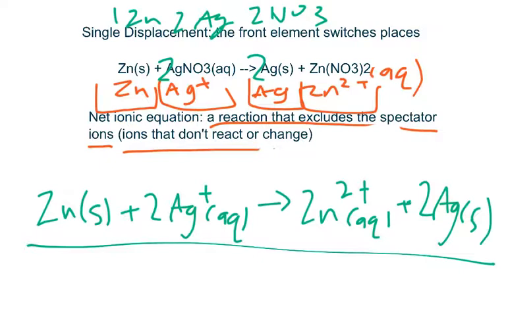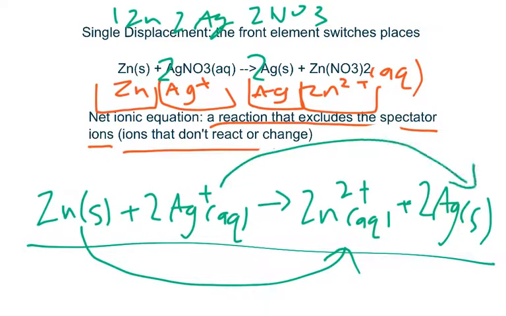So in this, you can clearly see that the zinc is losing electrons because it's becoming more positive, and the silver is gaining electrons and becoming less positive and returning to a neutral state. So this is the nature of single displacement reactions.